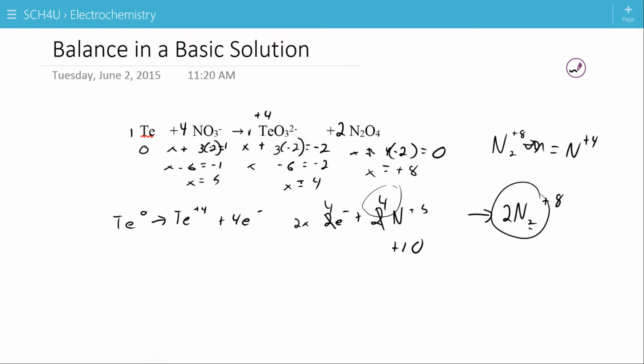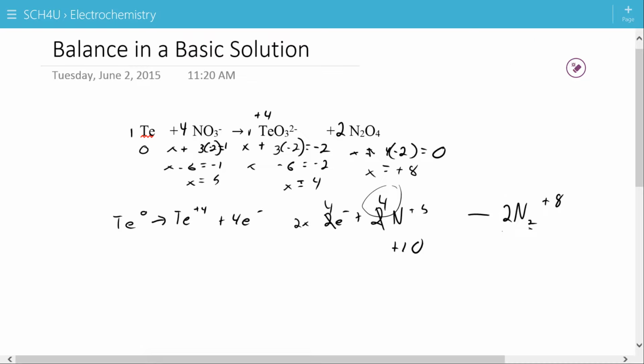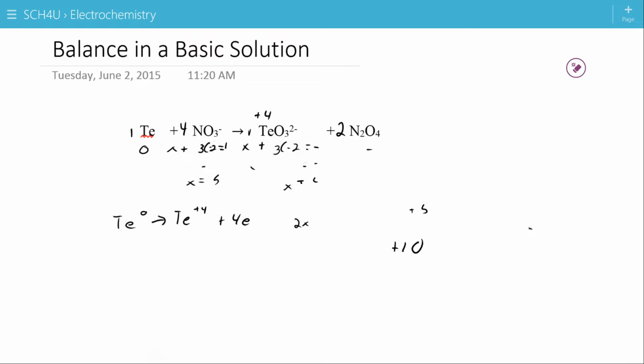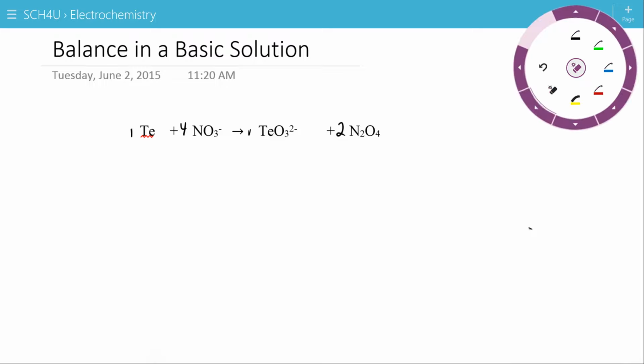Okay, now I need to balance the oxygens and hydrogens and all that stuff. So what I'm going to do is erase all this stuff that was done to balance the charge, and then I can focus on the second half of this problem. So with my 1:4:1:2 ratio that we see in the coefficients here, I've made sure that the number of electrons used and the number of electrons produced is the same. So now I can focus on oxygen.